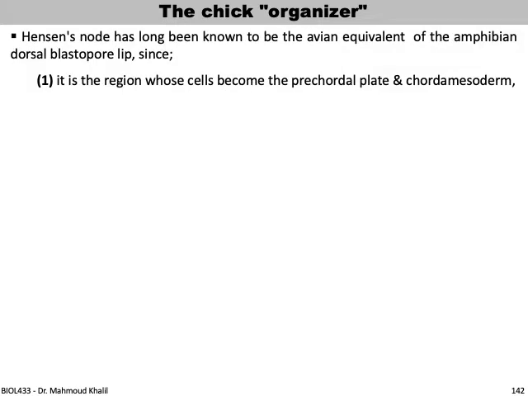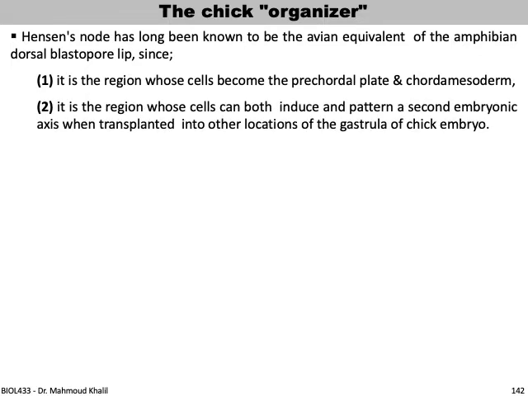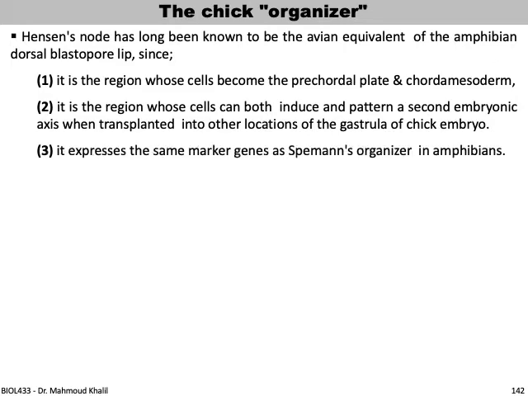Hensen's node has long been known to be the avian equivalent of the dorsal blastopore lip. It is the region whose cells become the prechordal plate and chordamesoderm. It is the region whose cells can both induce and pattern a second embryonic axis when transplanted into other locations of the gastrula of the chick embryo. It's the same as the experiment I described in the previous lecture, when we moved the dorsal blastopore region into another embryo, and it developed into an embryo with a secondary axis and a second neural tube. So it is stressed here that Hensen's node is parallel to the dorsal blastopore lip.